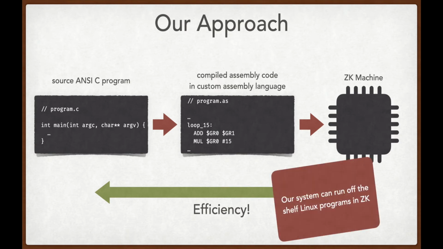hardware. The result of this emphasis on efficiency is that our system can run off-the-shelf Linux programs inside zero-knowledge. I'll talk about performance more at the end of this talk, but our system can run it up to 10 kilohertz, and we were able to take standard programs like sed and gzip and run them inside zero-knowledge.